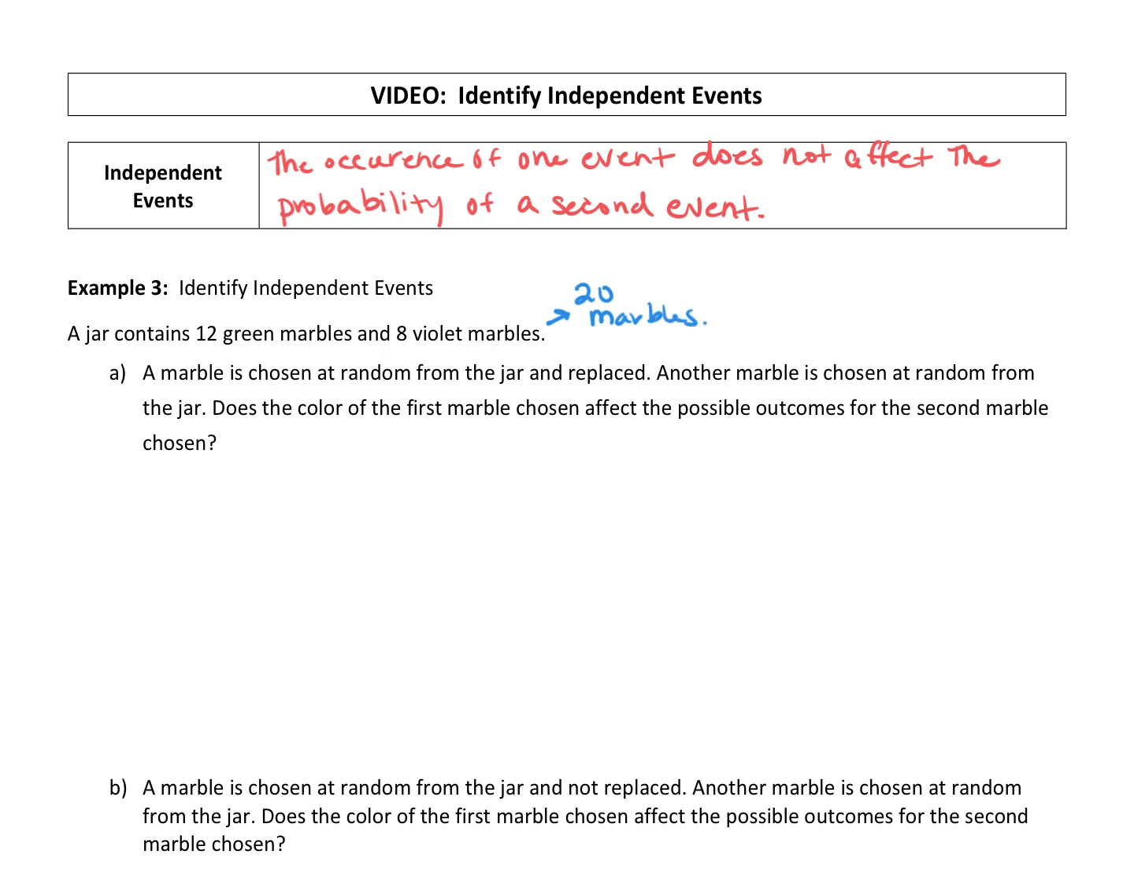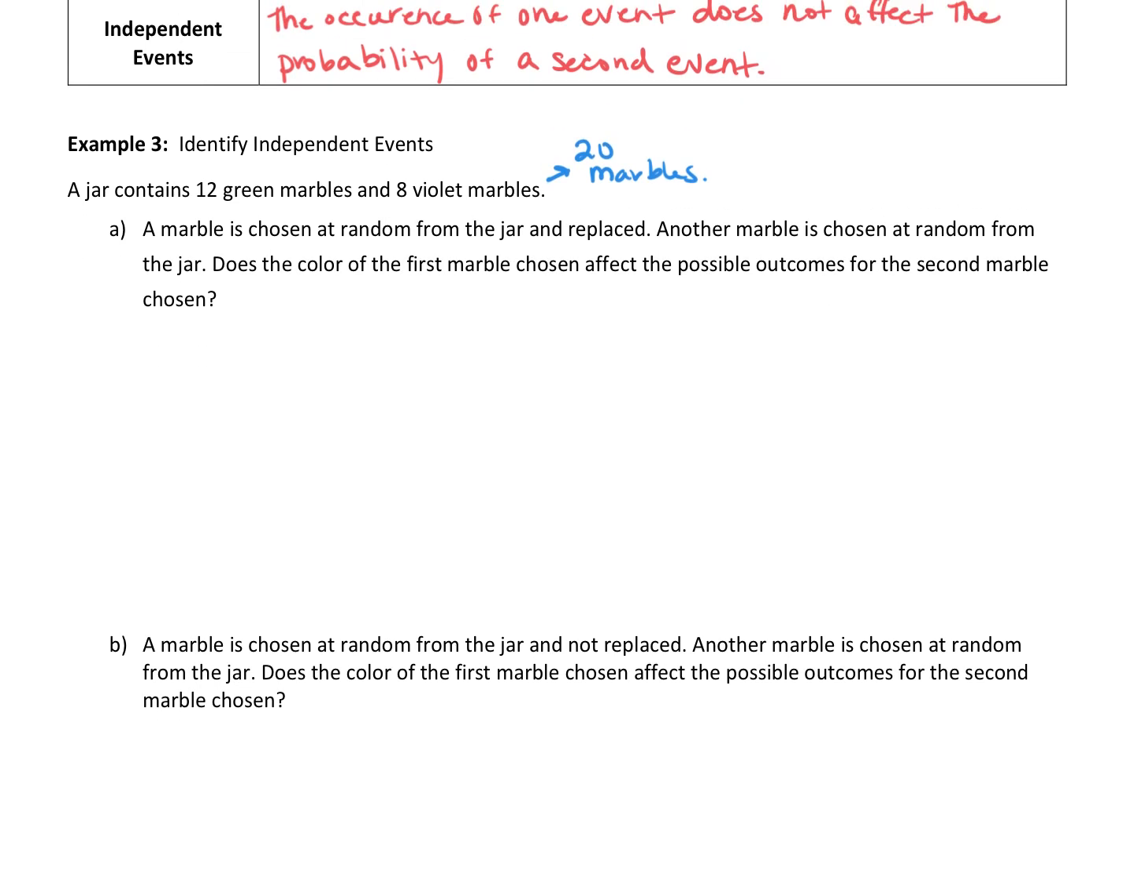All right, part A, a marble is chosen at random from a jar and replaced. Let's go ahead and circle that. I think that's going to be important. Another marble is chosen at random from the jar. Does the color of the first marble chosen affect the possible outcomes for the second marble chosen? Well, let's take a look at it.